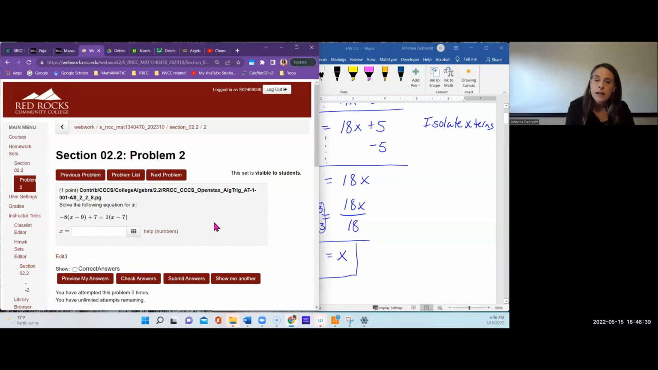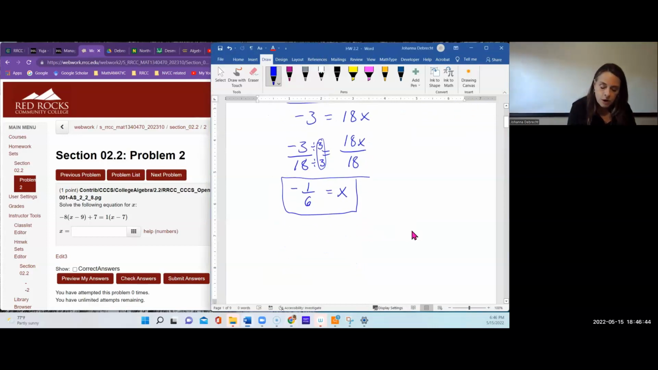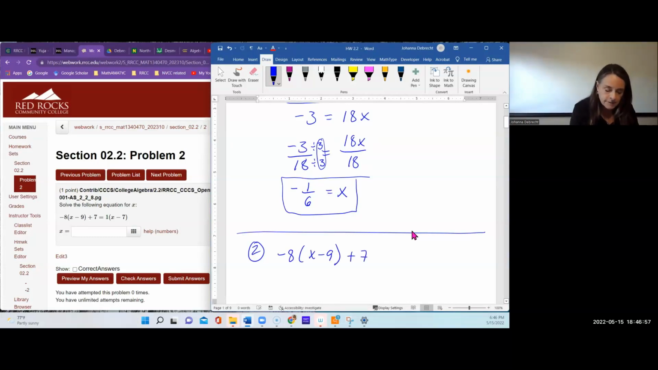And in this problem, we're going to have to use some of what we'll call the distributive property. So draw a long horizontal line to separate your two problems. And let's start number 2. We have -8 times a quantity in parentheses of x minus 9, then plus 7 equal to 1 times the parentheses x minus 7. Anything that is outside parentheses but does not have a plus or minus between them is being multiplied by what's in the parentheses, but not just one term, however many terms are in there.